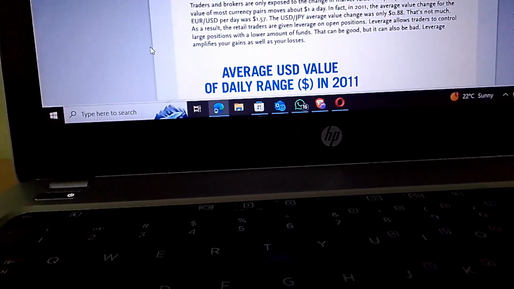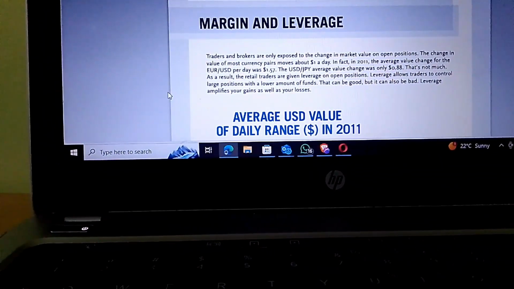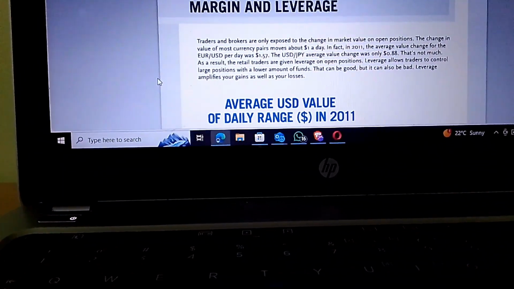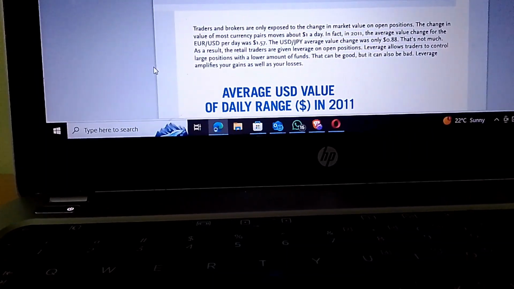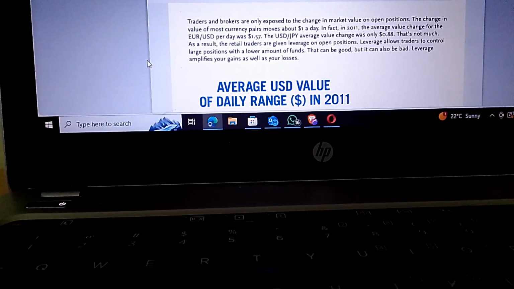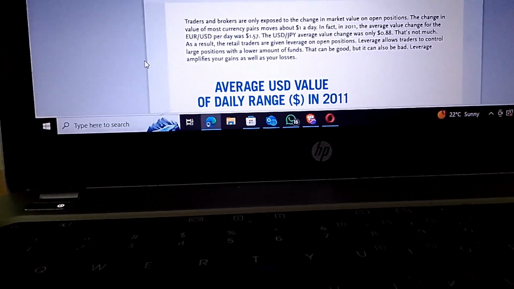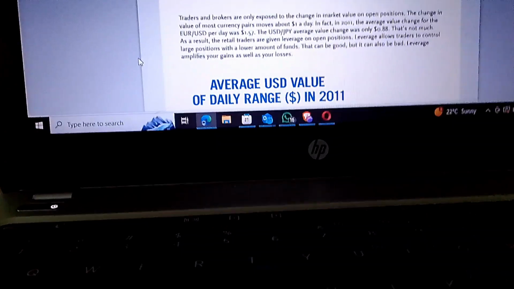So basically what's happening here is that they say the movement of the currency pairs is not that great, and this not being so much, traders cannot make very great profits. So therefore there's need for leverage. In a moment we'll know what leverage means and margin.